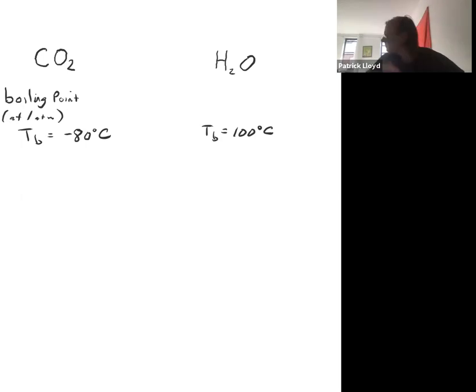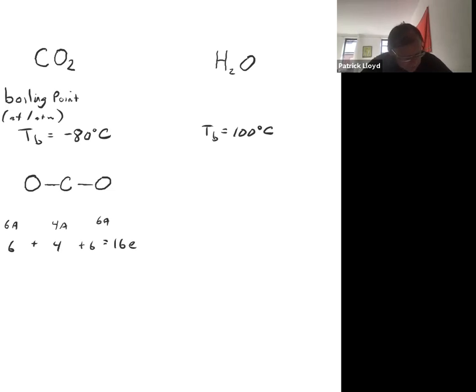So here's what I'm going to do. For carbon dioxide, I'm going to draw its Lewis structure first. You'll note that in chapter 9, pretty much everything starts with the Lewis structure. So there's carbon dioxide. Carbon is the central atom, and you have 2 surrounding oxygen atoms. Let's count up the valence electrons. Oxygen is in group 6A, carbon is in 4A. So that means we have 6 valence electrons plus 4 plus 6. That's 16 electrons. We've already used 4, so we're down to 12. So we put them on the surrounding atoms.